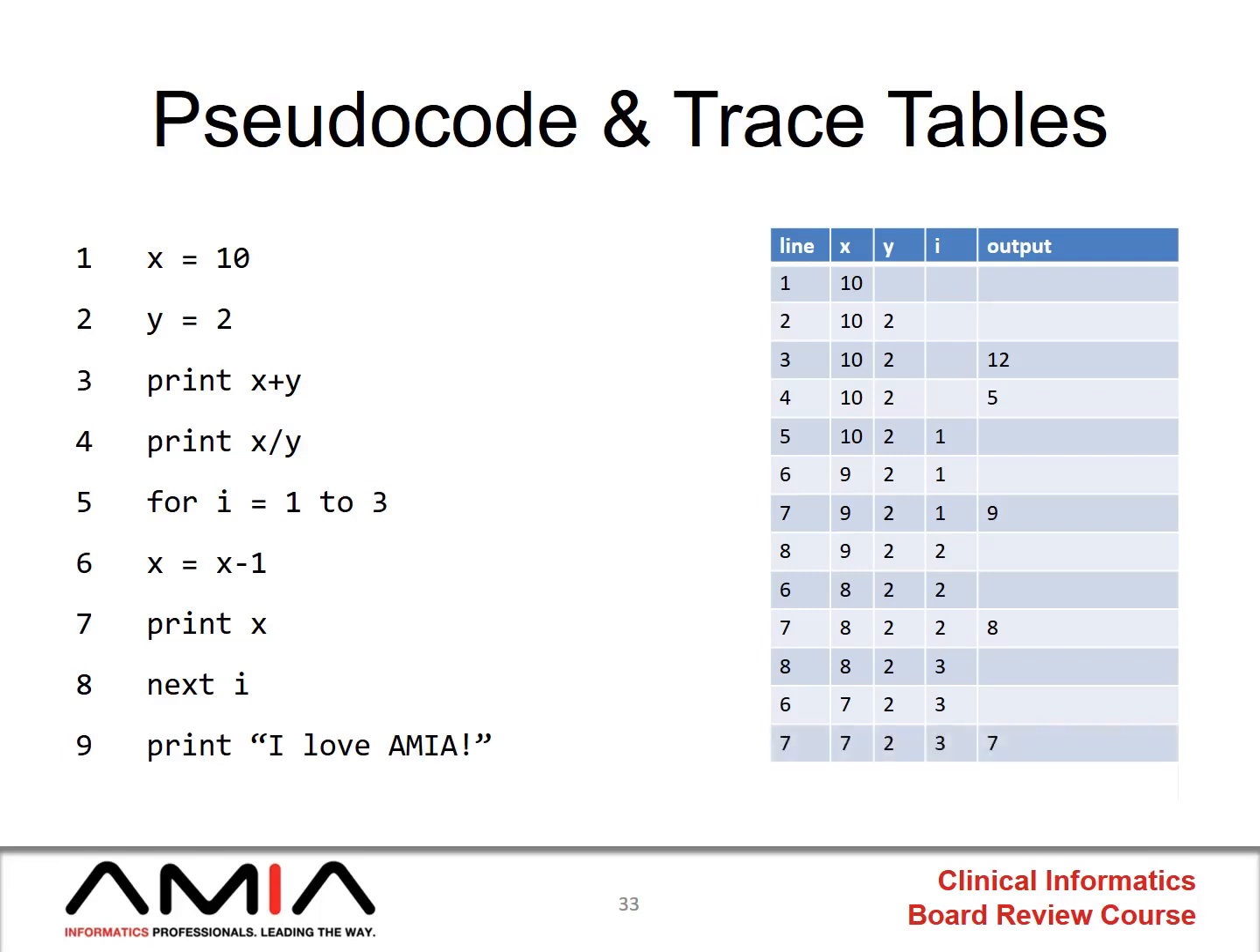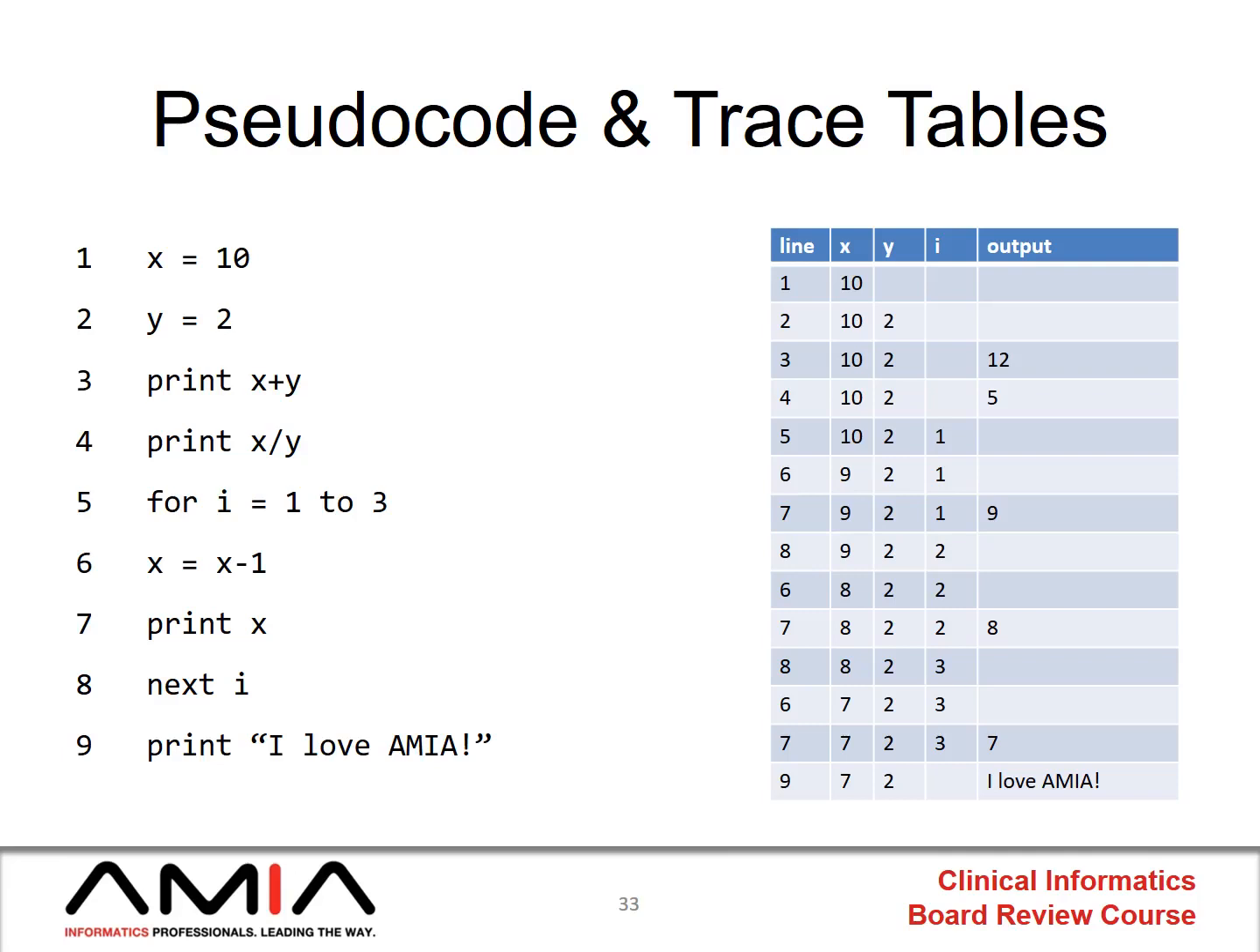Line 7 asks me to print that value. So now it'll print the number 7 on the screen. And now I've run out of i's. I've reached the last number in my iterator. I remember in line 5, I only goes up to 3, and I is equal to 3 here. So that tells the computer we can exit this for next loop. So then it jumps to line 9, because there is no next I, and it prints I love Amia. So the final output of this 9 lines of code is the number 12, 5, 9, 8, 7, I love Amia.